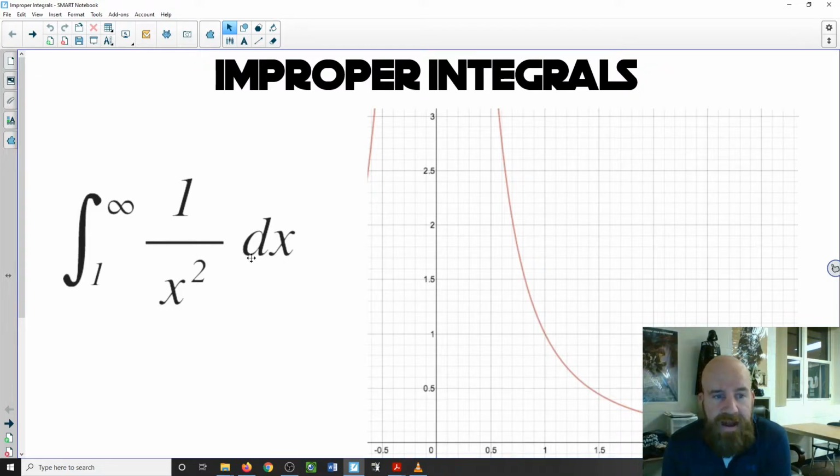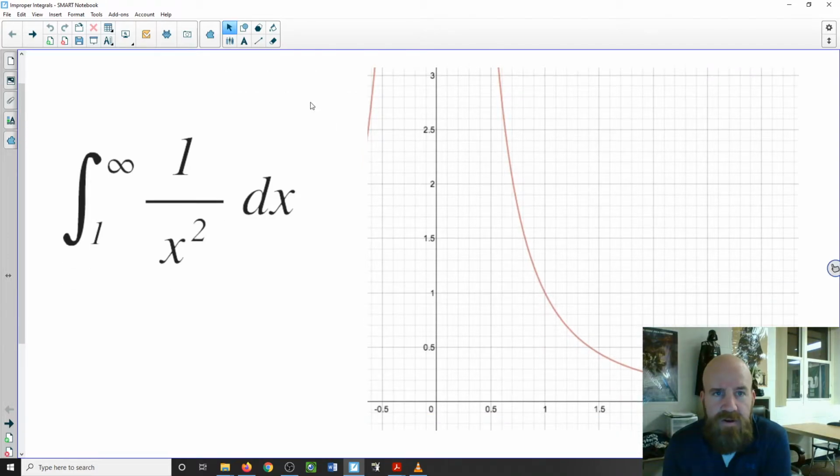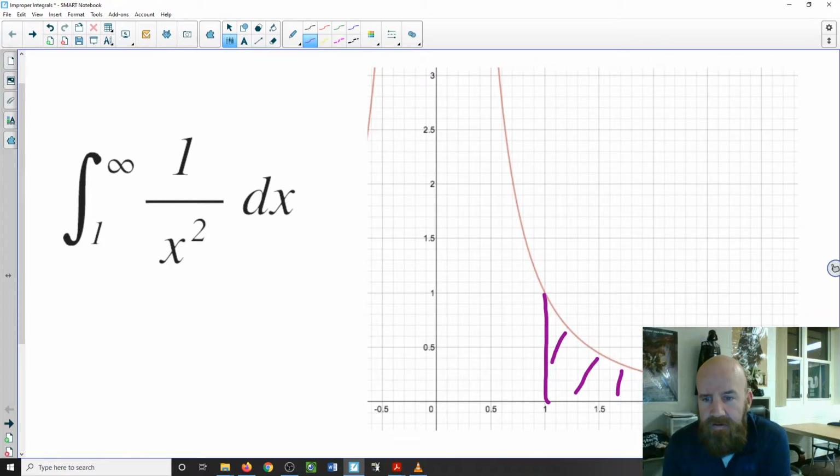So if we look at the graph of 1 over x squared, we're taking the integral from 1 to infinity, so we're trying to find the area under the curve. The problem with this is, if we know anything about 1 over x squared, it approaches the x-axis but never touches it. So the x-axis is an asymptote.